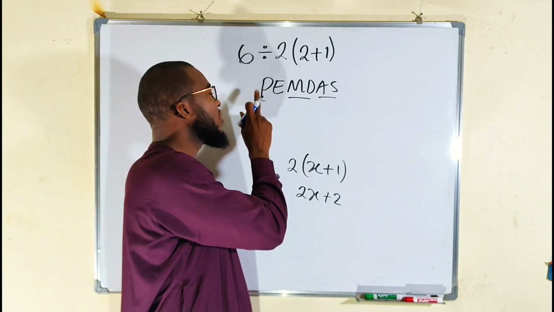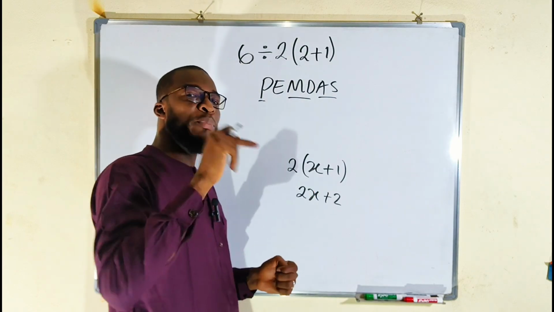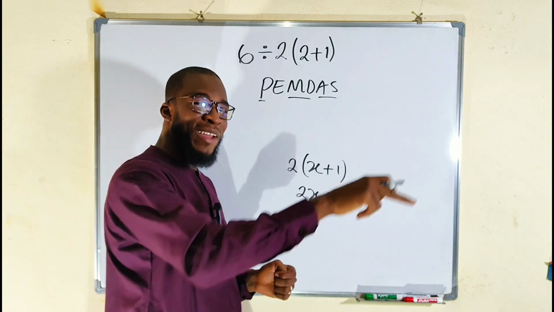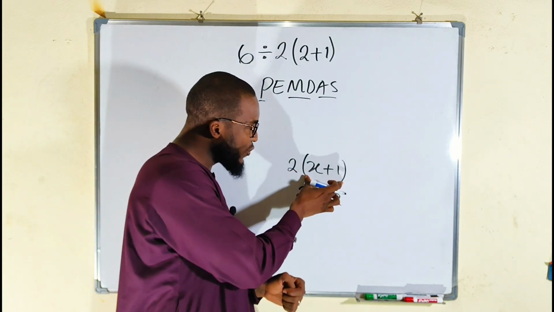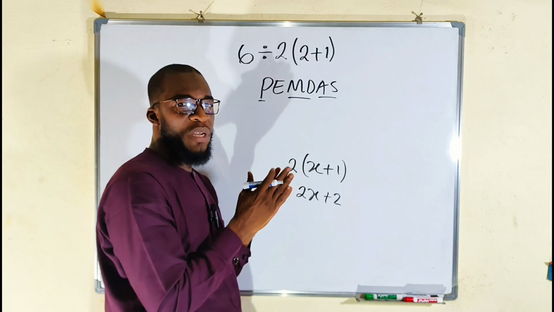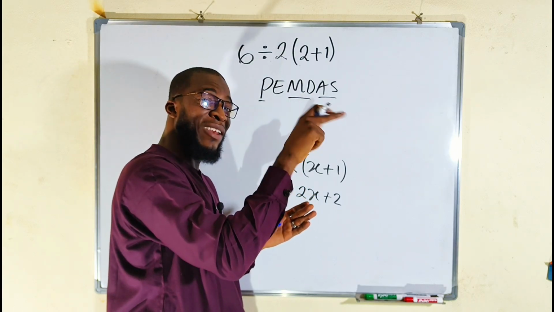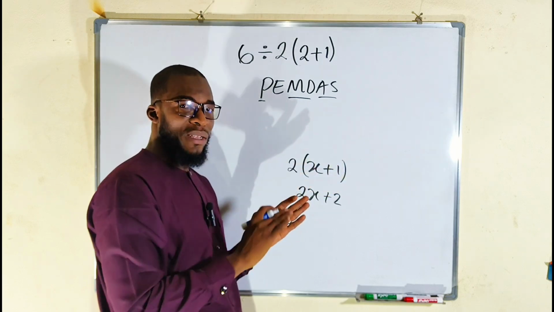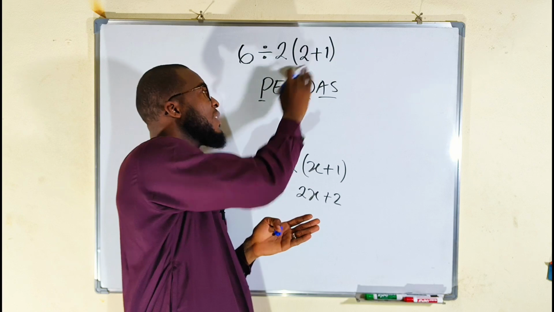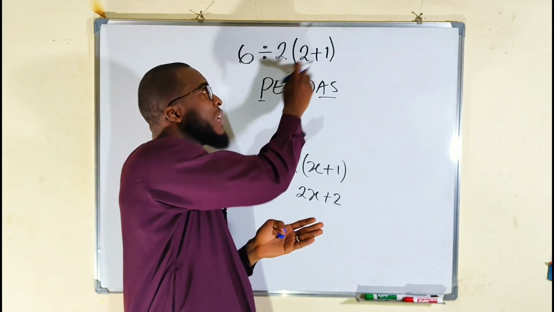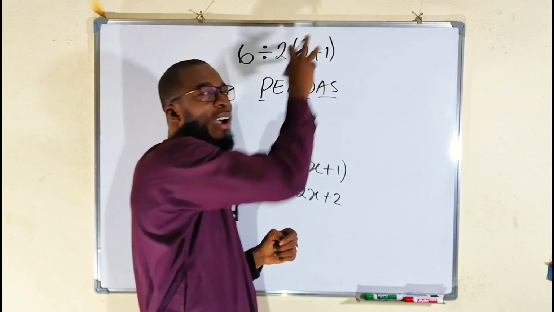But this P does not mean distribution. It means only parentheses. Simplify what is right inside that parenthesis. It does not mean you should distribute, because the relationship between the parenthesis and the number outside is multiplication. This P is telling us to simplify what is right inside. It does not mean to expand or distribute. Some people fail this problem because they believe this P stands for 2 times whatever is inside. No, it means what is inside should be simplified.